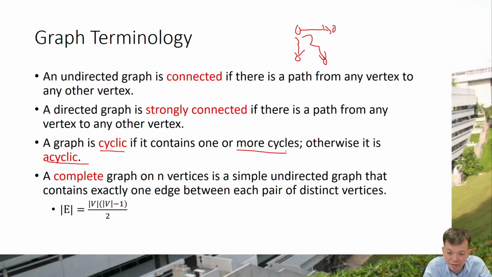A complete graph, which was explained earlier, with n vertices, is a simple undirected graph that contains exactly one edge between each pair of vertices. So the maximum number of edges will be this. For a strongly connected directed graph, the number of edges is V P 2. What is V P 2?